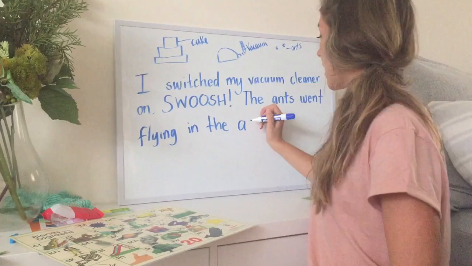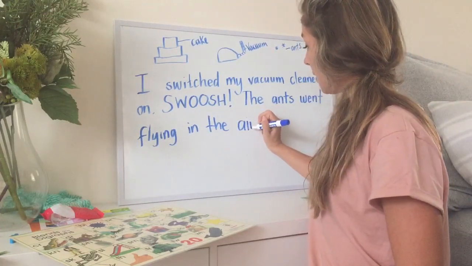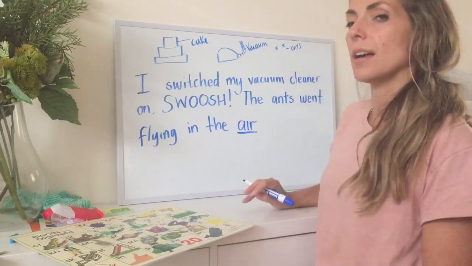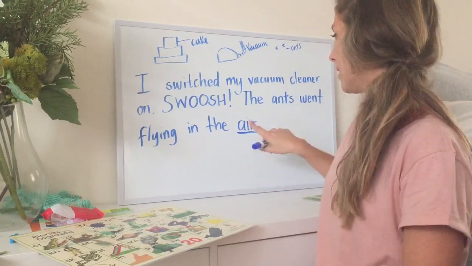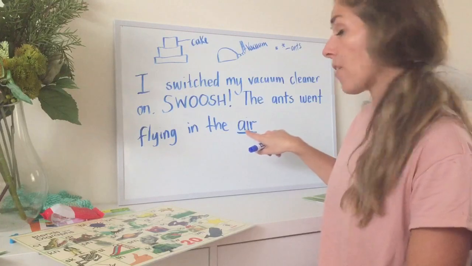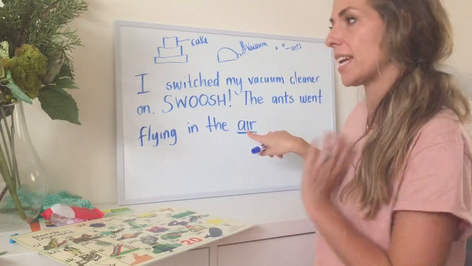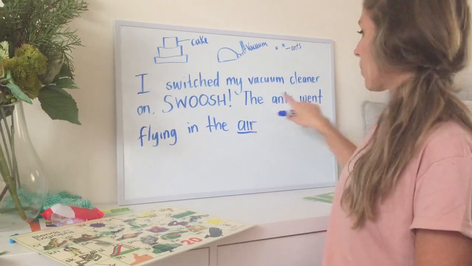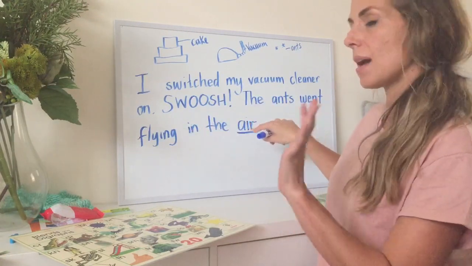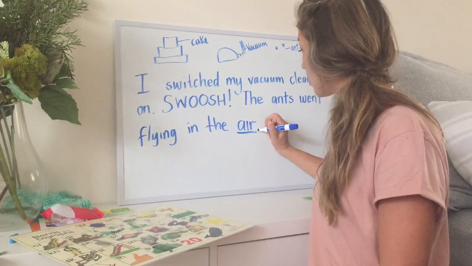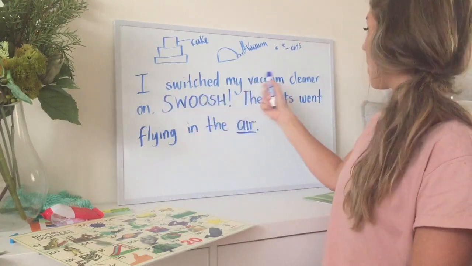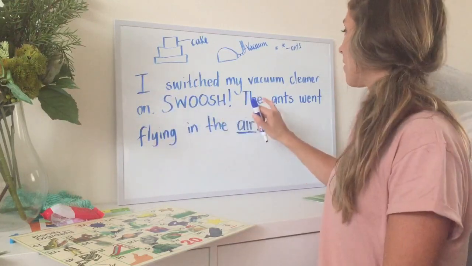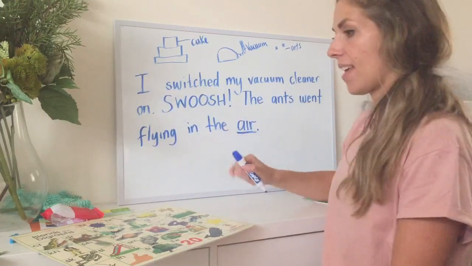Oh, now that's a tricky one. I'm going to write it as I think it is, but I'm going to underline it to check it later because I like to make sure that I'm not stopping to check spellings, but if I'm not sure about something, I can underline it and check it later. Okay, so I'm going to read that again. The ants went flying in the air. Yep, that's the end of my sentence, so I can put a full stop. I switched my vacuum cleaner on. Swoosh! The ants went flying in the air.